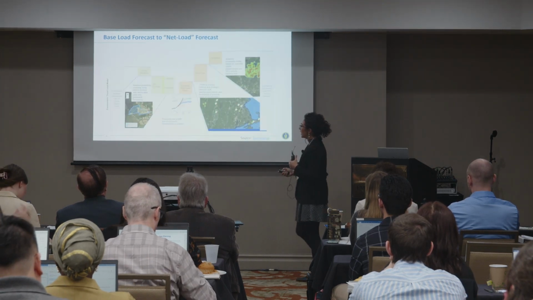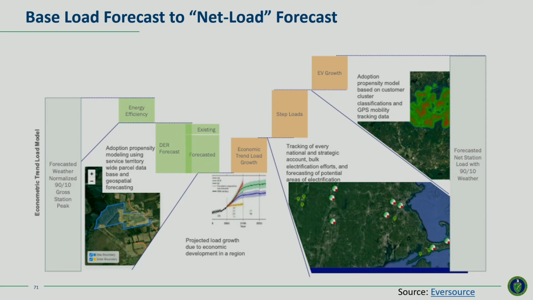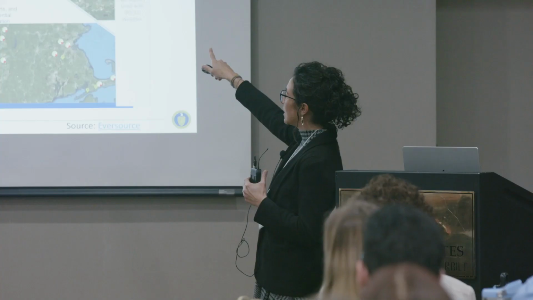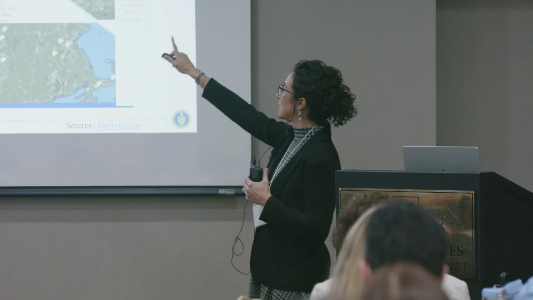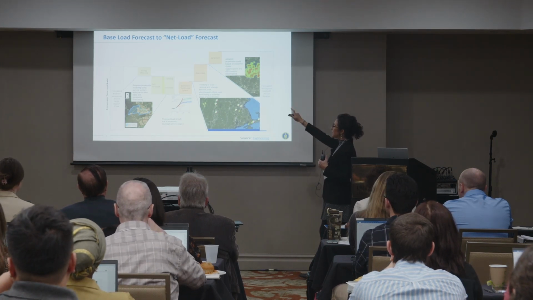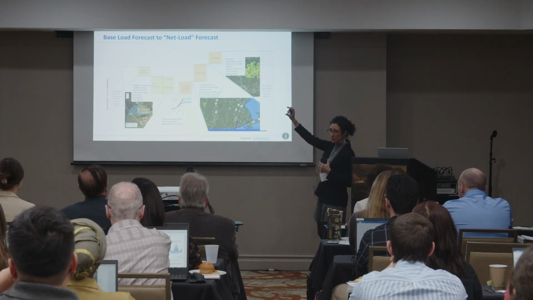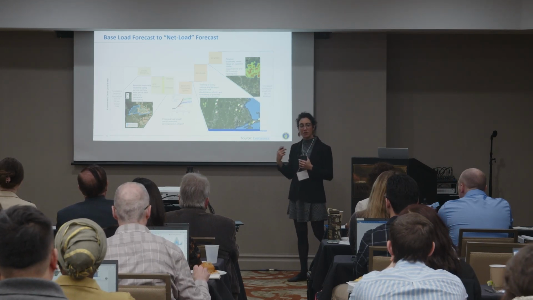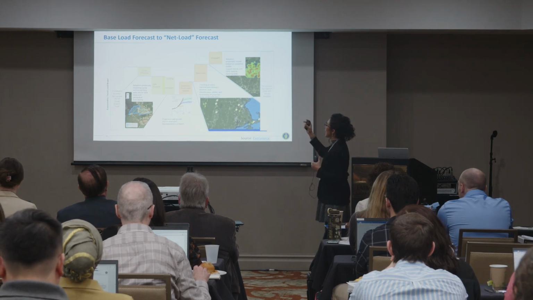Here's an example of how it worked for Eversource in their latest infrastructure investment plan. So the starting point is here to the left, their economic trend load model. They have at the substation level their weather normalized peak load that they're going to adjust, as you can see, with different DERs and different loads. So energy efficiency, PV and storage, the economic trend load, the step loads, which are going to be the interconnection of new customer businesses that they do know about, and then the EV growth.